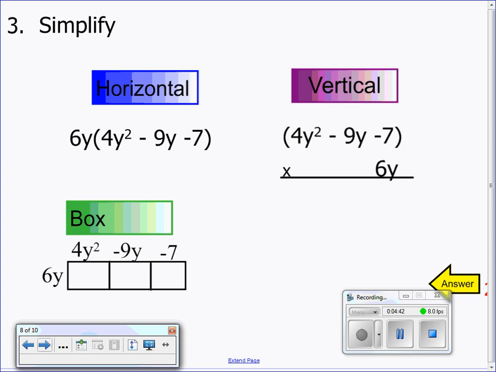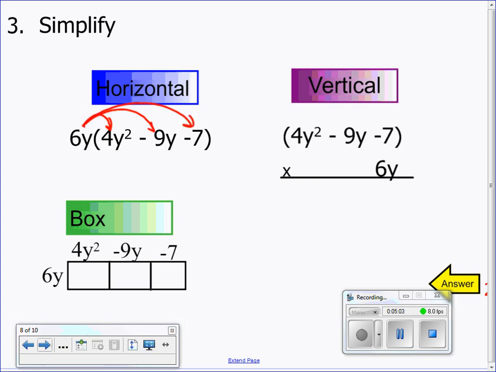In this next example, we have 6y being multiplied to the trinomial of 4y squared minus 9y minus 7. Again, we can solve this 3 different ways. We can do it horizontally using the distributive property, again remembering that we're multiplying the coefficients and adding the exponents.